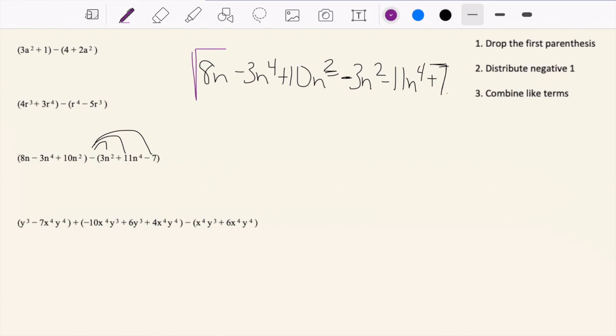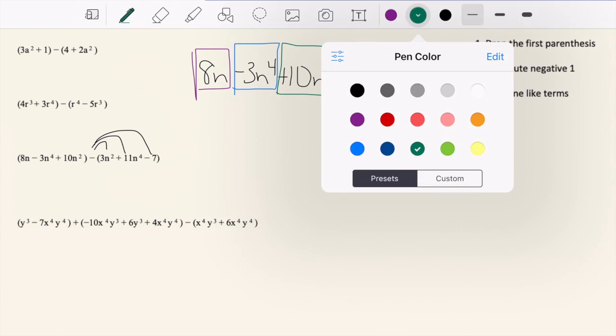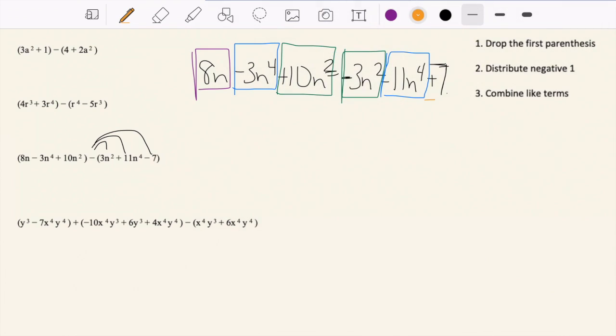So we have 8n, so we're looking for anything else with just n in the last name, and I see nothing else like that. We have -3n to the 4th, so we're looking for n to the 4th. And we have -11n to the 4th. Then we have +10n squared and -3n squared. And then lastly, we just have +7.